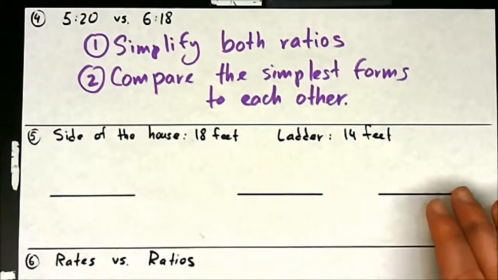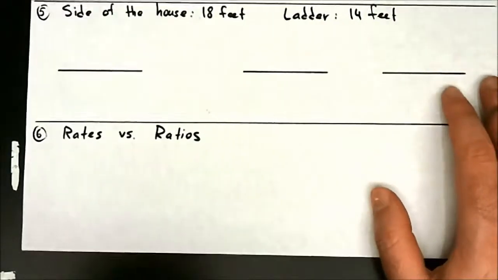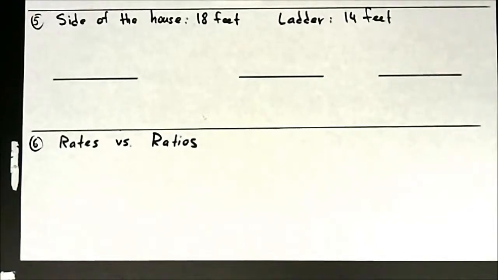Alright, let's take a look at number 5 then, right here. And number 5 gives us this nifty little picture it took me a little while to draw. And it says, what are the 3 ways you can write this particular ratio? And I have the side of the house being 18 feet and the ladder being 14 feet. So what are the 3 ways I can write this ratio?